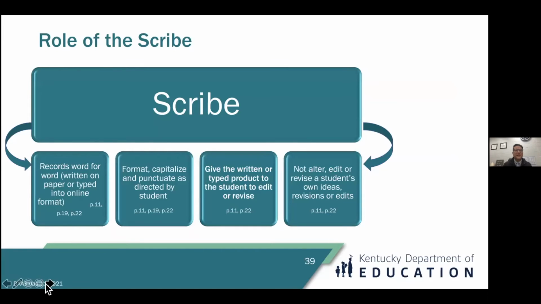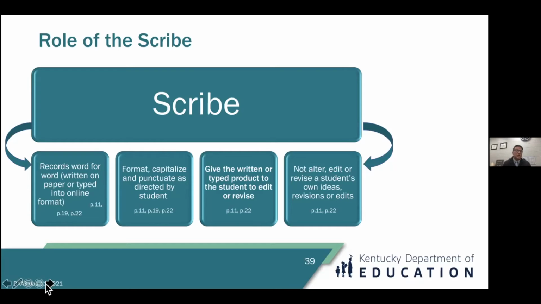The scribe does this. This is the role of the scribe. It records word for word what the student says. You're just going to say word for word, written onto paper or typed into the online platform. It's word for word what the student says. A scribe must then, regardless of the testing format, capitalize and punctuate as directed by the student, and give the written or typed product to the student to edit or revise. You wouldn't alter, edit, or revise the student's own ideas or revisions or edits.